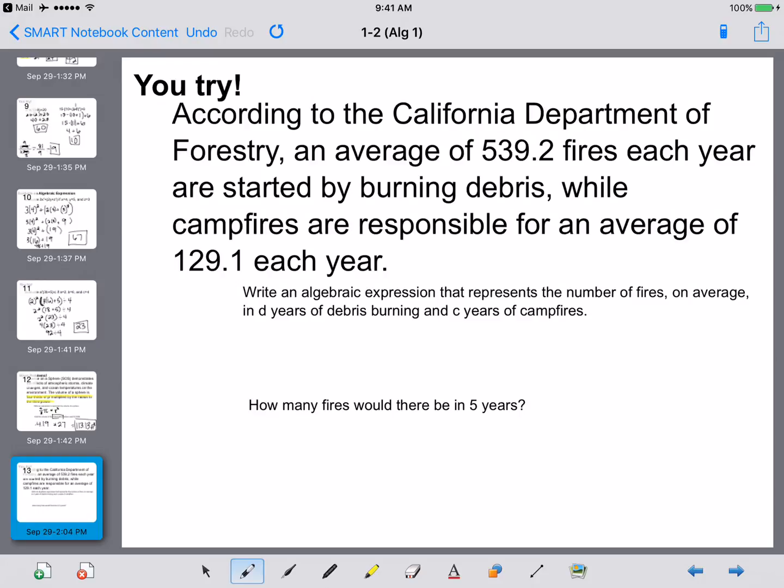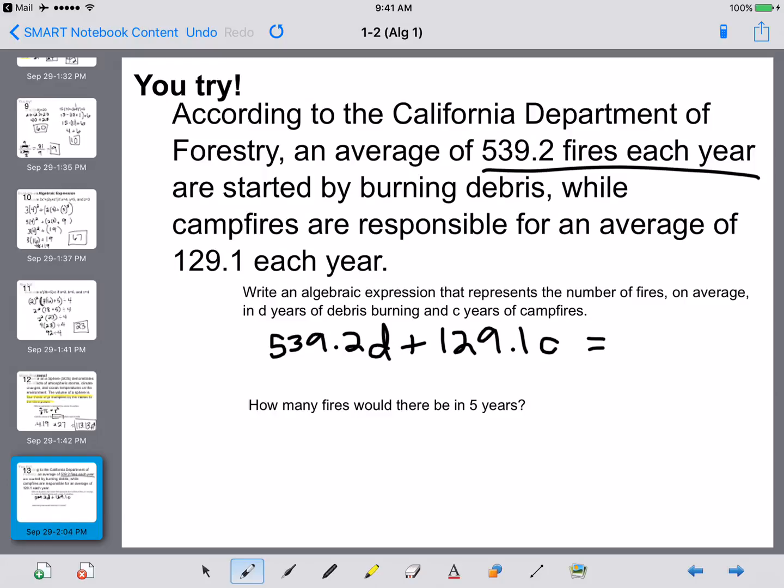So if it's 539.2 for 1 year, to figure out what it is for 3 years, for example, we're going to multiply. So 539.2 times our variable D. And then we're adding the debris fires with the campfires to get the total number of fires. So that's 129.1 per year, times some years of campfires, C. And that equals our F for fires.